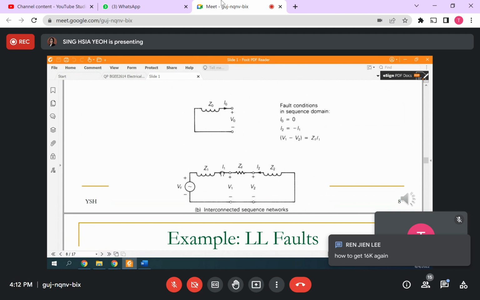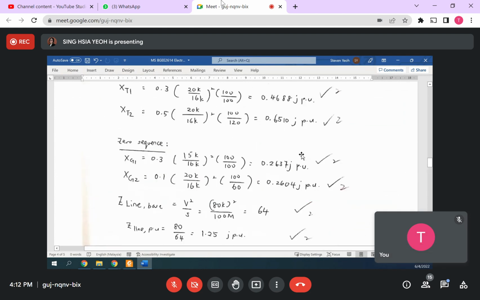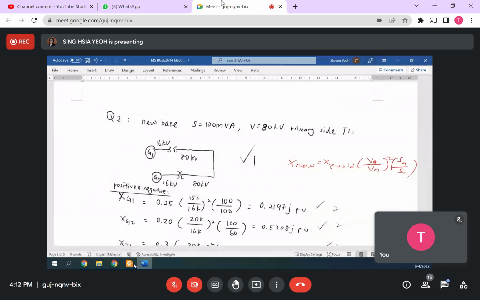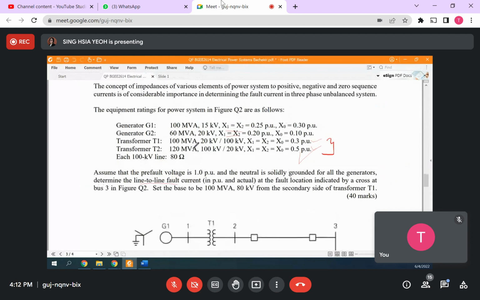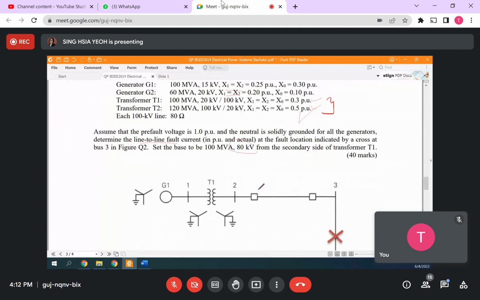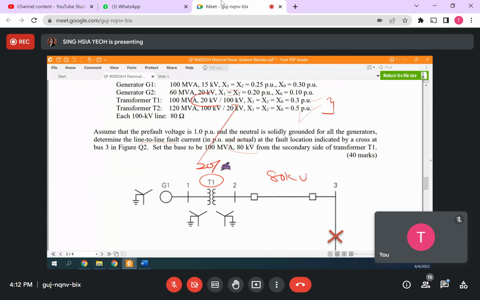How to get 16K? Where is the 16K? You mean this 16K, is it? Given in the question is 80 kV, right? So your 80 kV is here. Then the transformer T1 ratio is 20 to 100, right? So it means times 5. So your 80 needs to divide by 5, then you get 16K.